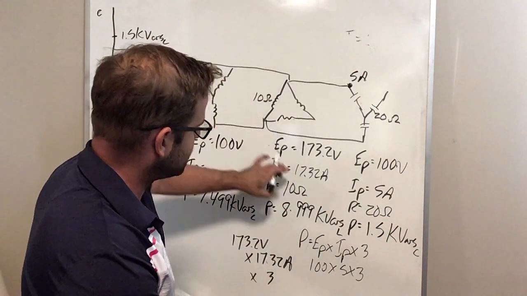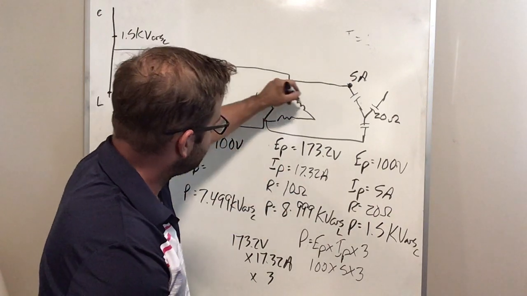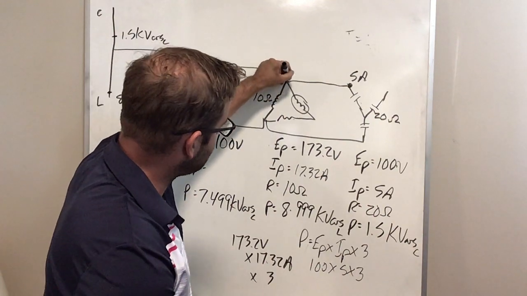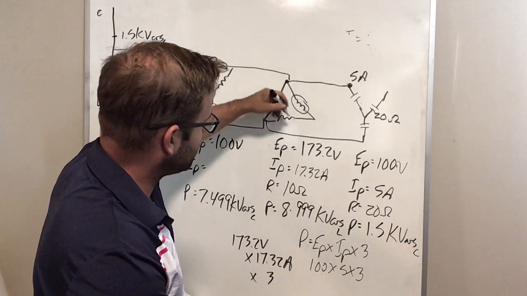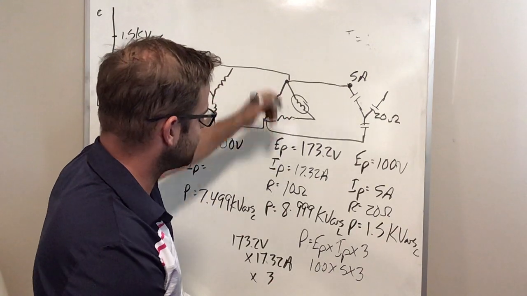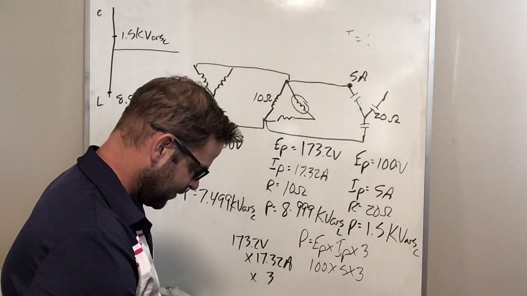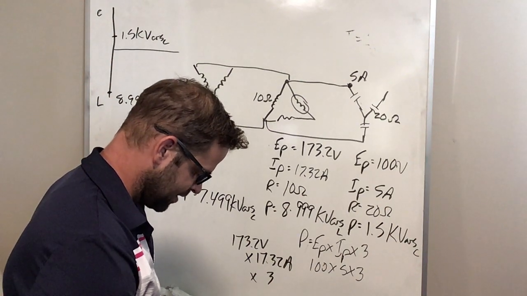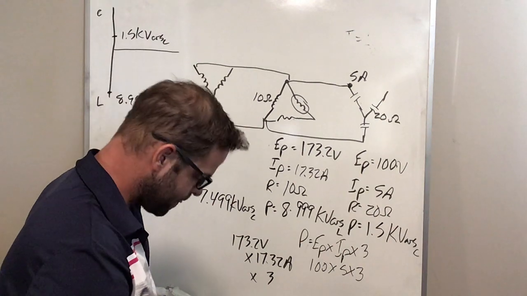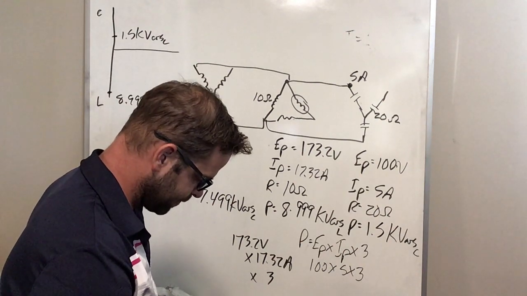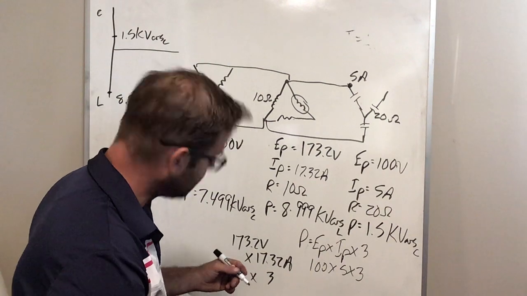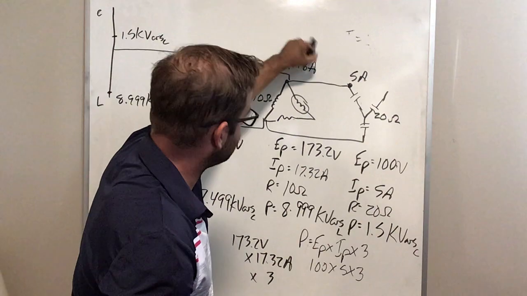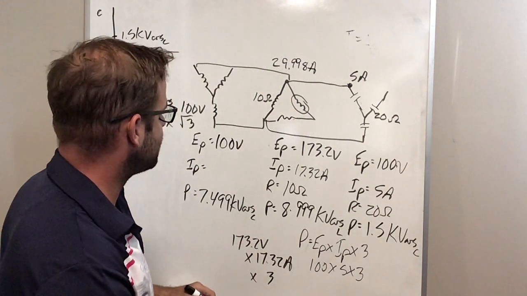In delta, we had 17.32 amps per phase. So both of these phases use up that current, so we know that it needs to be root 3 larger. If we take that value of 17.32 and multiply it by 1.732, we get a value of 29.998 amps, or basically 30 amps at that point.